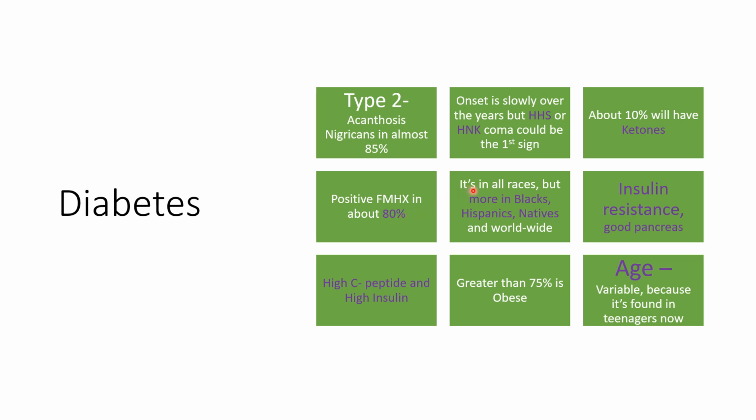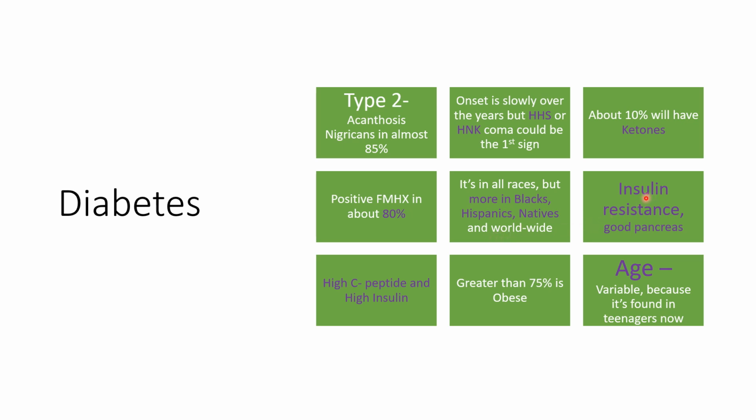And type 2 will occur in all races. Remember I said the other time that type 1 will be in all races, but common in whites more than the rest. Here, it is common in all other races than whites. So type 2 is commoner among blacks, Hispanics, and natives, Native Americans, Native Canadians. But we should tell ourselves the truth. This is a worldwide problem.